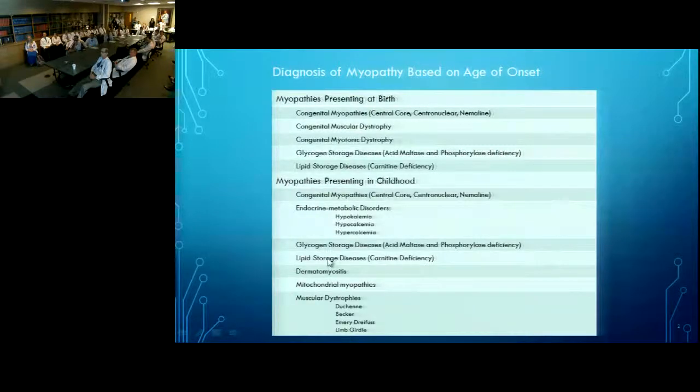If the onset is in childhood, in the appropriate setting, of course, Duchenne muscular dystrophy should be considered. But you can also see some acquired causes starting in early childhood, such as dermatomyositis, and some endocrine disorders can also present in this period. If it's adult onset disease, then the differential is broad.